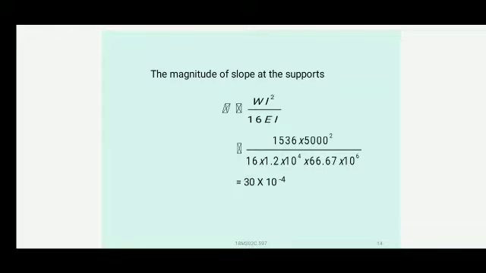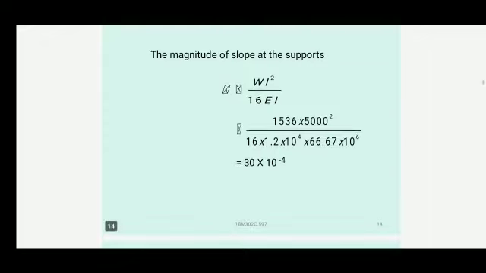The magnitude of slope at the supports: theta is equal to WL square by 16EI, that is, theta is equal to 1536 into 5000 square by 16 into 1.2 into 10 power 4 into 66.67 into 10 to the power of 6, that is equal to 30 into 10 to the power of minus 4.